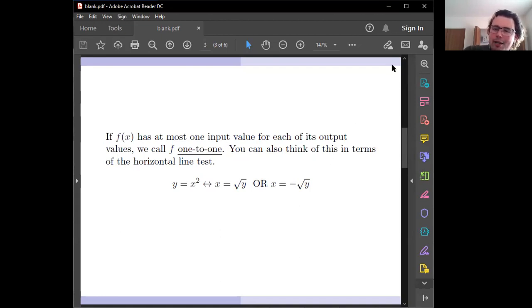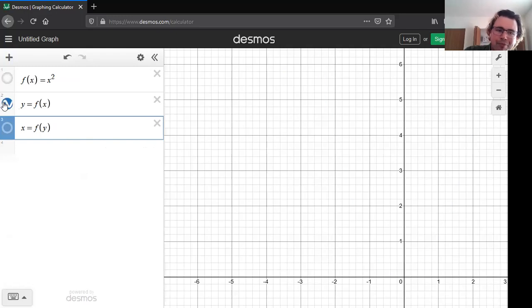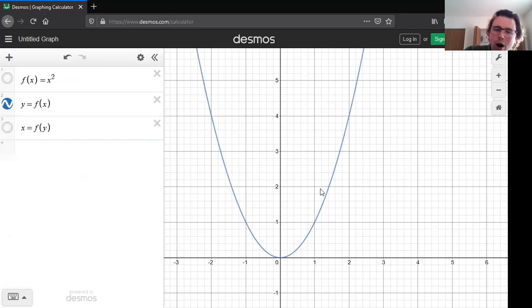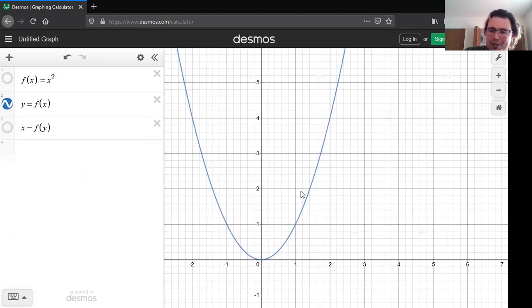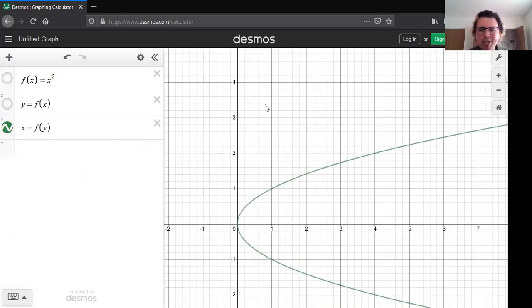Now, if you're more geometrically minded, you can also think of this in terms of the graph of the function. So here is y equals f of x. And if I try to invert it, what happens if I graph x equals f of y instead? I get this sideways parabola, which isn't a function, right? I know it's not a function because it fails the vertical line test.